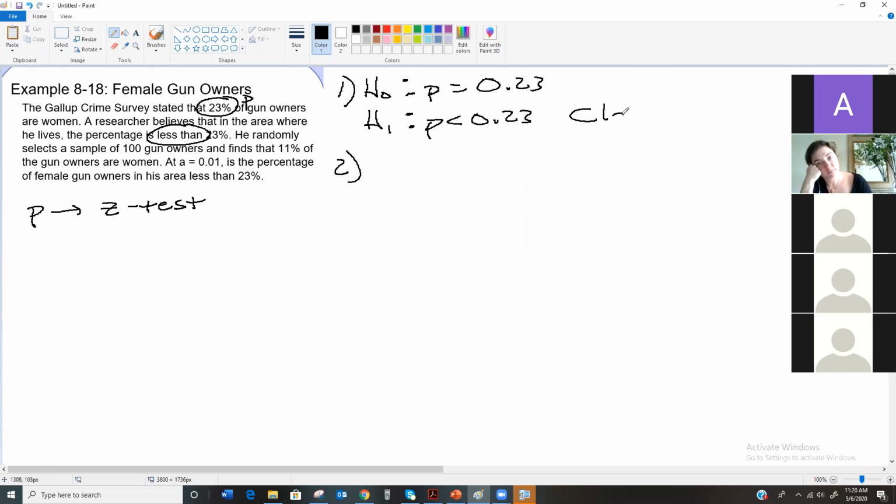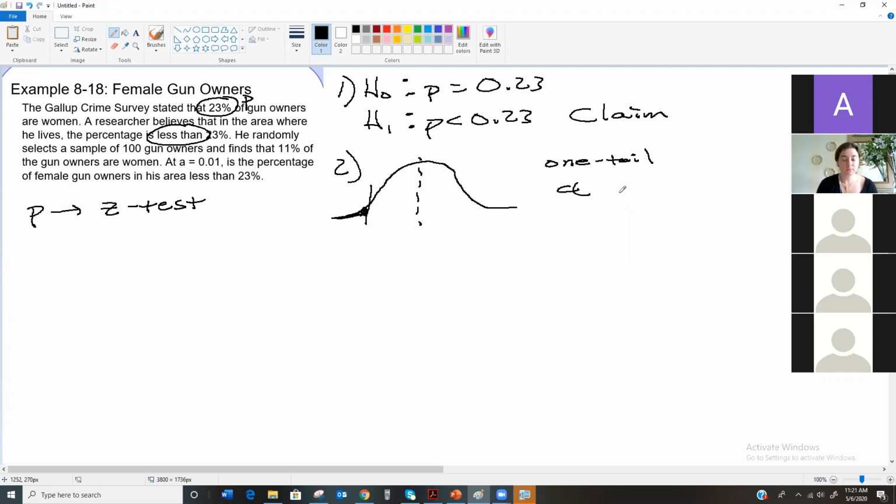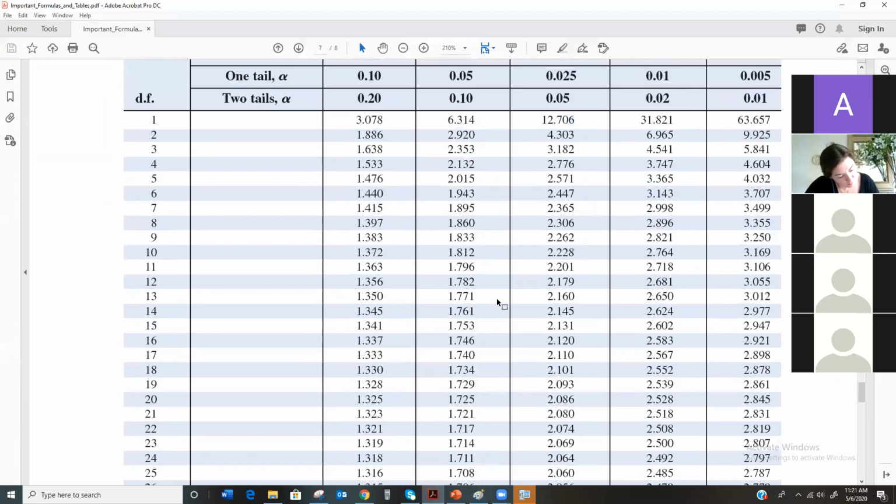And again, this is always going to be your claim in your homework. So our claim is that in his area, it's less than 23%. Not that that's wrong for the entire country, but that it's different in his area. Okay, so now we want to find our critical regions. It's less than, so it's only down here. One tail, alpha's 0.01. We're doing a z-test. One tail.